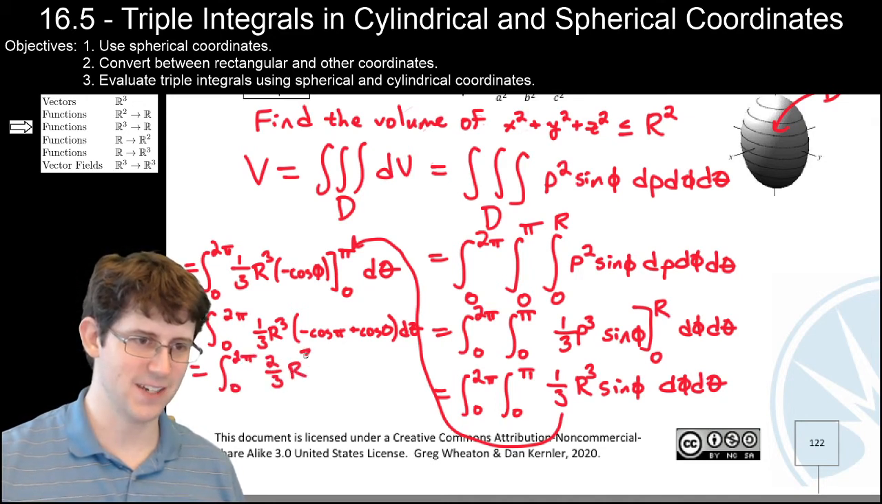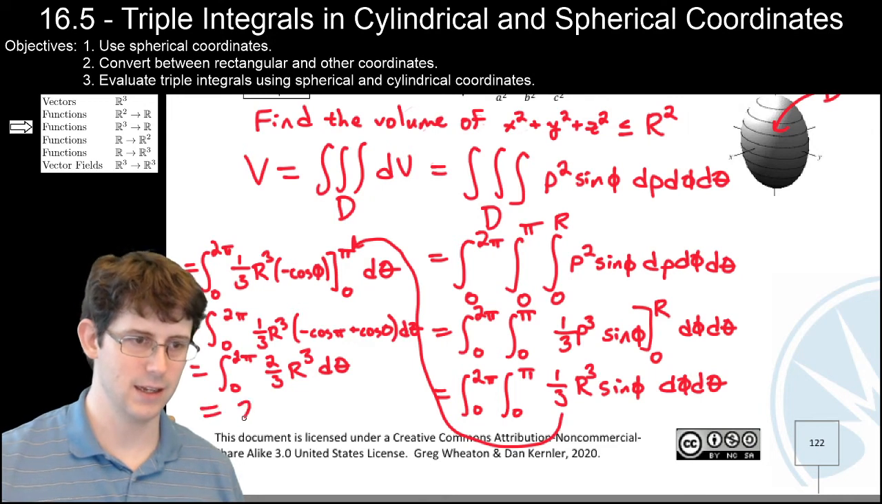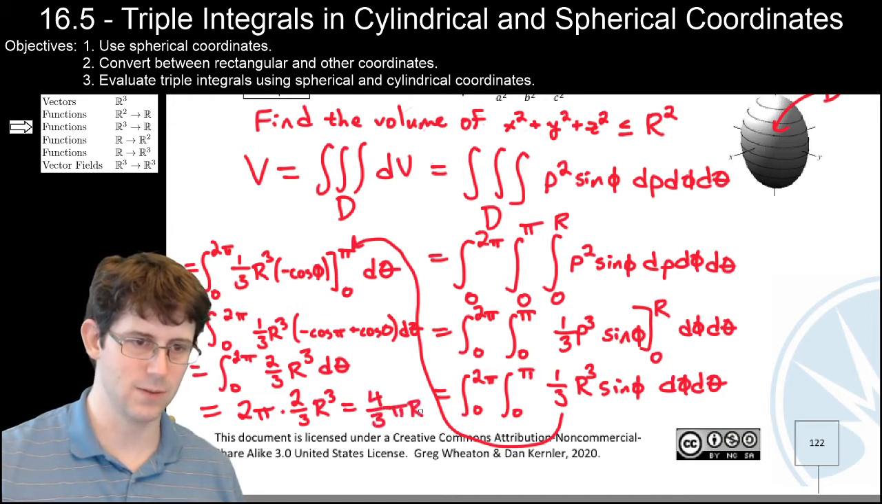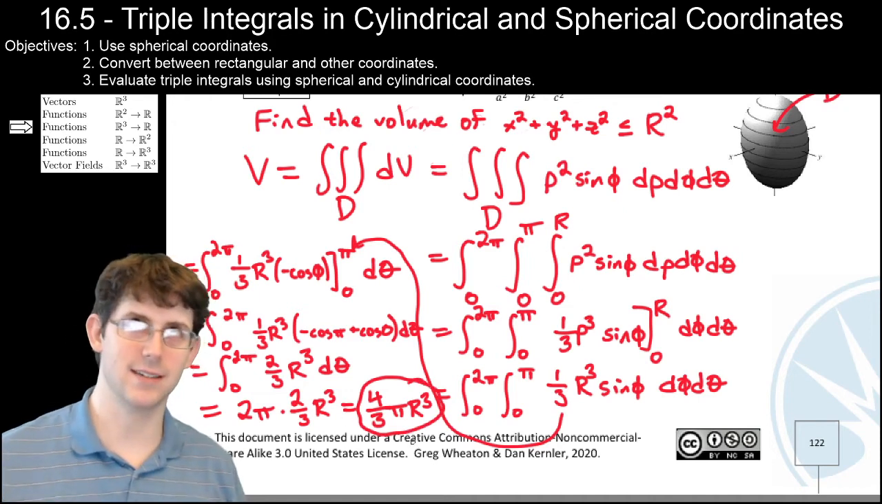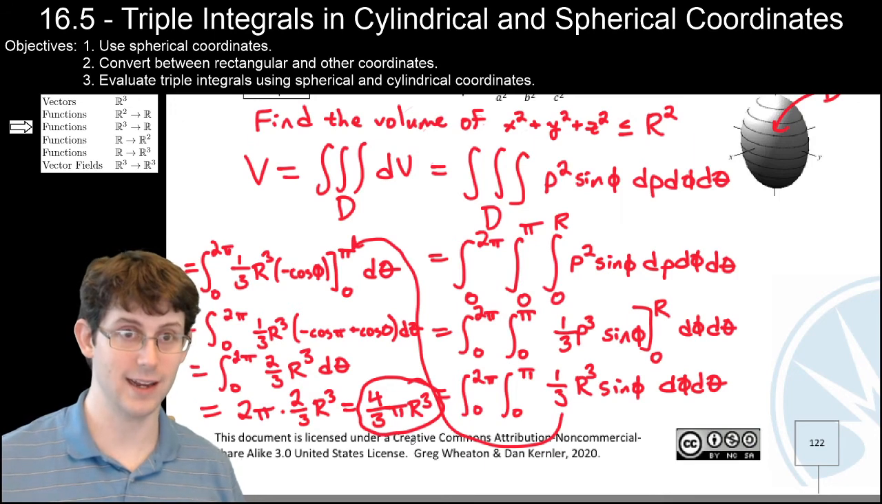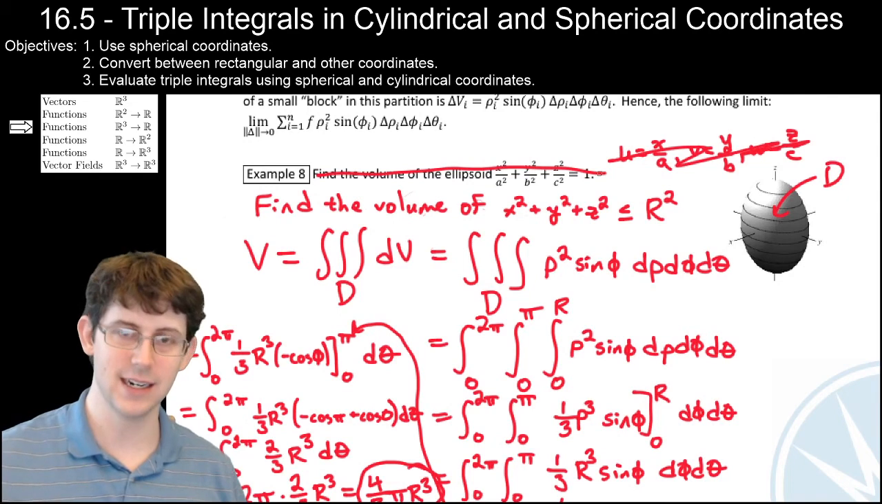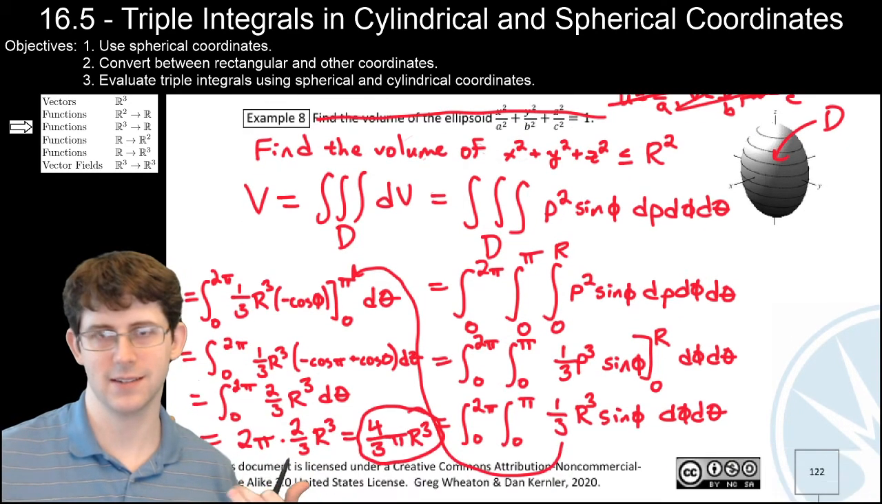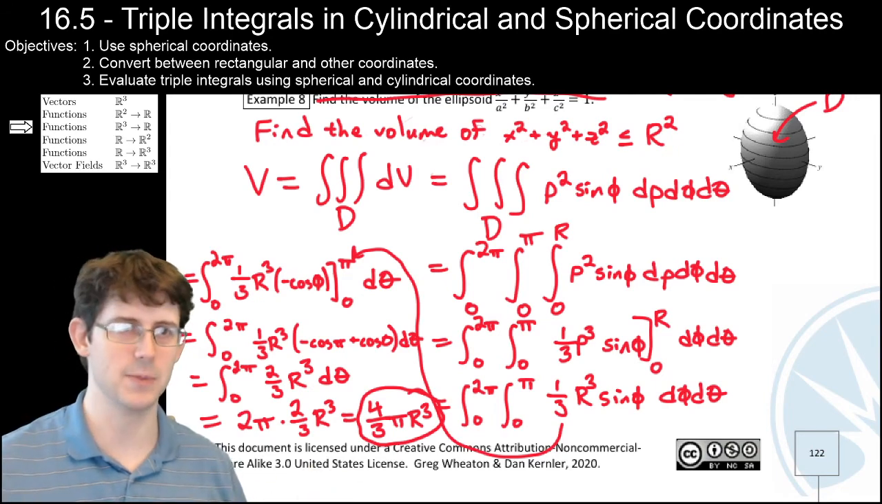So I have integral of 2/3 r cubed d theta. Well, there's no thetas in here, so the integral just multiplies the whole thing by 2 pi. So I have 2 pi times 2/3 r cubed, and I end up with 4/3 pi r cubed, which is what I was expecting. So integrals with spherical coordinates work well on spheres. If you wanted to do the original example 8 that was written here, some substitutions would let you use spherical coordinates, but that problem was dominated by the substitutions, and so we didn't do that specific problem.